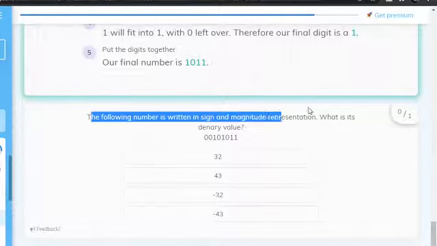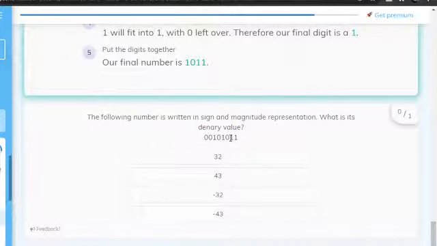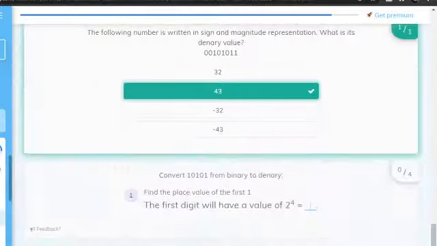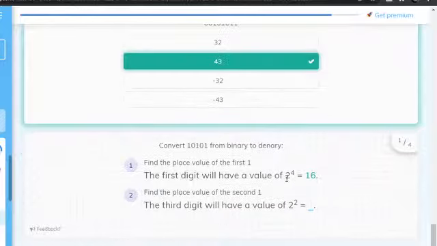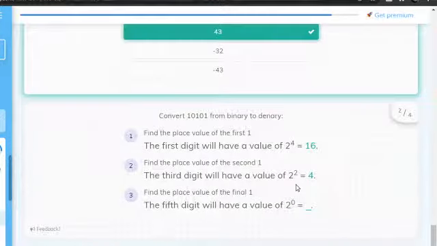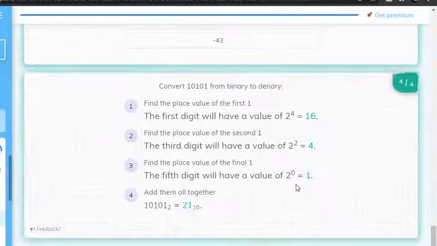The following number is written in sign and magnitude. What is its denary value? So that's 1 plus 2 plus 8 plus 32, which is 43. Easy. Convert 10101 from binary to denary. The first place has a value of 1, so that is 1, 2, 4, 8, 16. I could have probably done that a lot quicker. That's 16, that's 4, and that's 1, so that's 21. Easy.